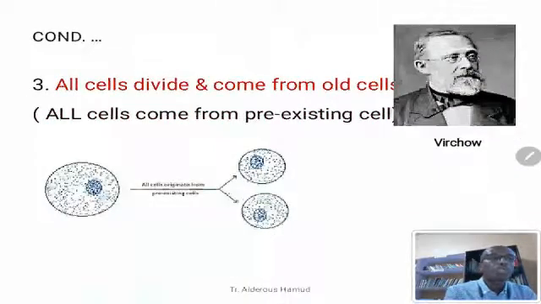This is Rudolf Virchow. He was a German pathologist. He tried to improve the theories of the previous scientists, and finally he concluded that all cells come from pre-existing cells. All cells come from what? Pre-existing cells, which means cells divide and come from old cells.